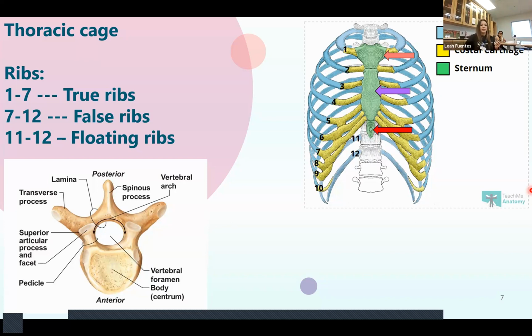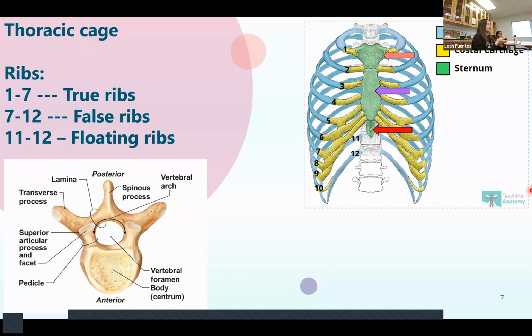So why do we think we have only 12 thoracic vertebrae? Because there's 12 ribs on each side. So each of the thoracic vertebrae have costal facets on the back that allow for articulation with the ribs. So this is why we call it the thoracic cage, because if you can see back here, all 12 vertebrae articulate with the 12 ribs.